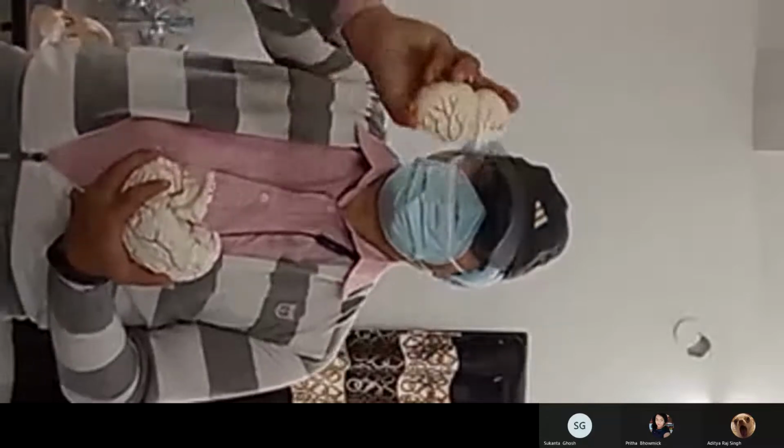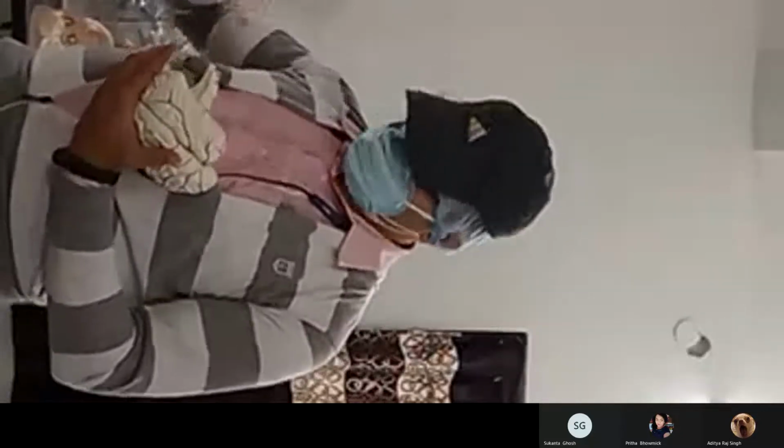Here you see, if I remove these two pieces, on removal of these two pieces, what I have removed is the cerebellum. Okay, so how is this present? This cerebellum is present below the inferior surface of the posterior lobe or the occipital lobe. So this is the occipital lobe.